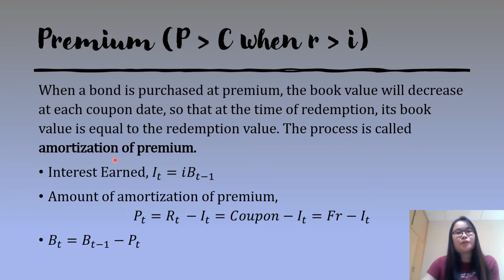and the process is called amortization of premium. So when a bond is purchased at a premium, the interest earned, IT, can be calculated using I times BT minus 1. The amount of amortization of premium, PT, can be calculated using RT minus IT, since R is larger than I. And the book value can be calculated using BT minus 1 minus PT.